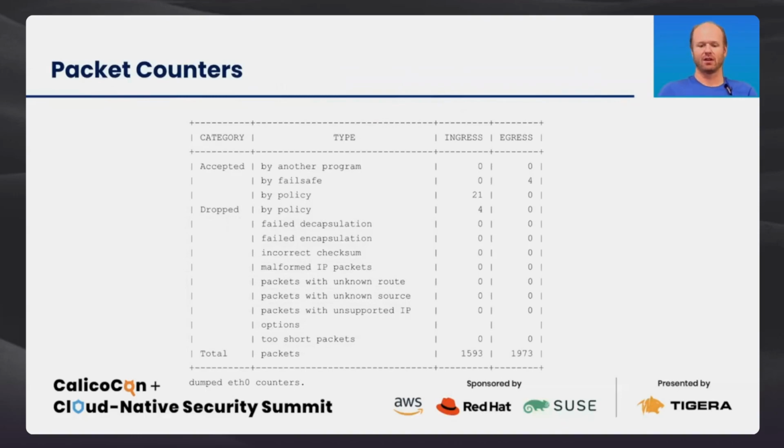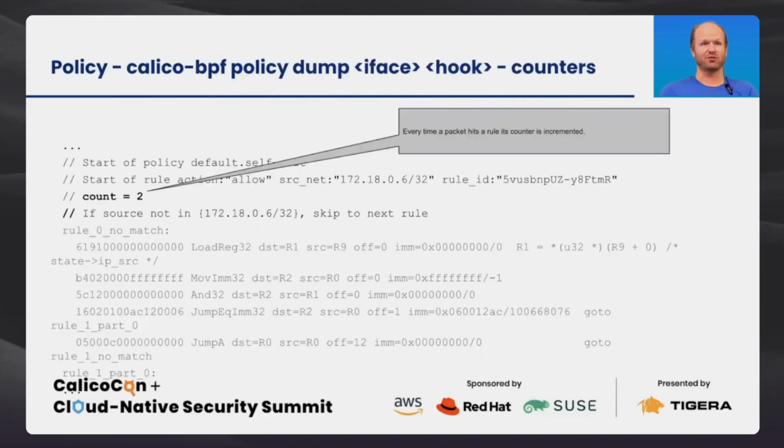With iptables, one bit of information you can usually get is how many packets hit a certain rule, which gives you kind of an indication of whether packets were dropped and where they were dropped. So Calico eBPF now also comes with packet counter dumps. It gives you the usual how many packets were accepted, how many packets were dropped by policy, but it also tells you if packets are being dropped because of some errors and some problems. Those counters should be zero, right? So if they are not zero, it probably gives you some indication of what might be the problem of your network. One of the most important counters, though, are the counters that are included with the policy dumps.